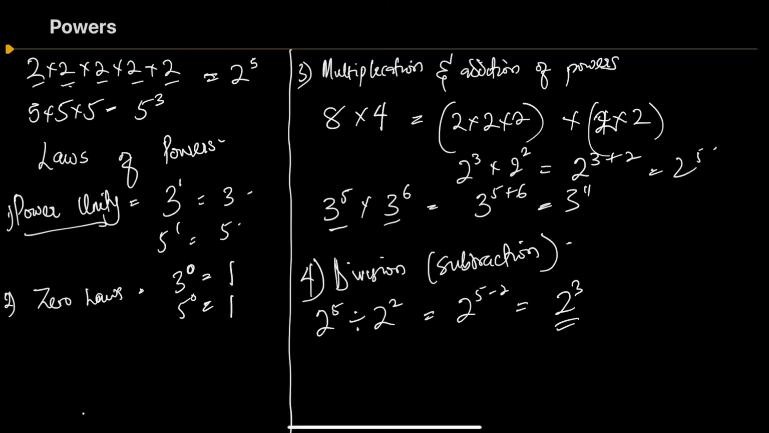Another very good example is 8 divided by 4. We all know this is equal to 2. But if we want to do it in this form, we could say 2 raised to power 3 divided by 2 raised to power 2. And when we do 2 raised to power 3 minus 2, we have 2 raised to power 1, which gives us 2. So this is a basic law in terms of the way we handle powers.